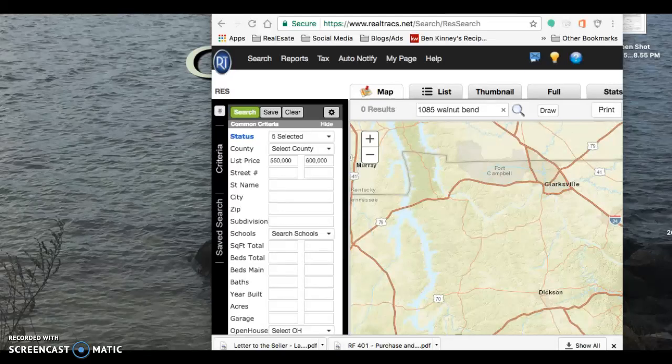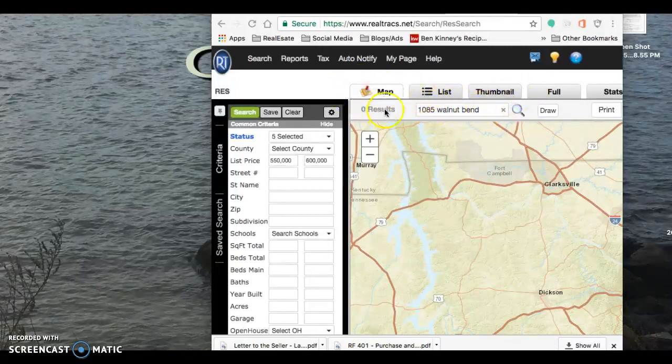Alright, today we're learning how to do a CMA for the progress reports for Middle Tennessee. We're currently in Rural Tracks right now. We're doing the property on Walnut Bend. So first you can go ahead and put the address into the map section.